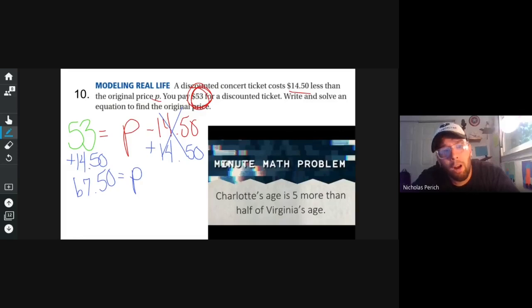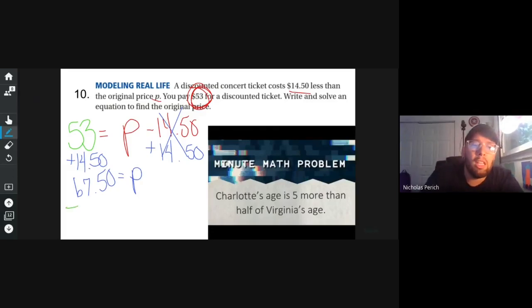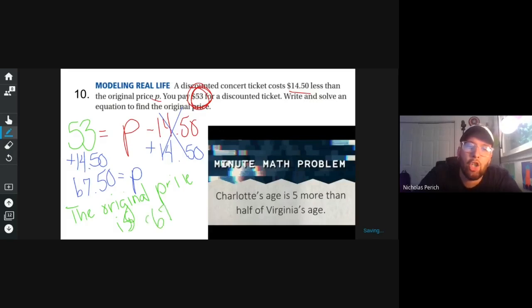If I'm given a word problem, my answer should be words. So I will say the original price is $67.50. The original price is $67.50.